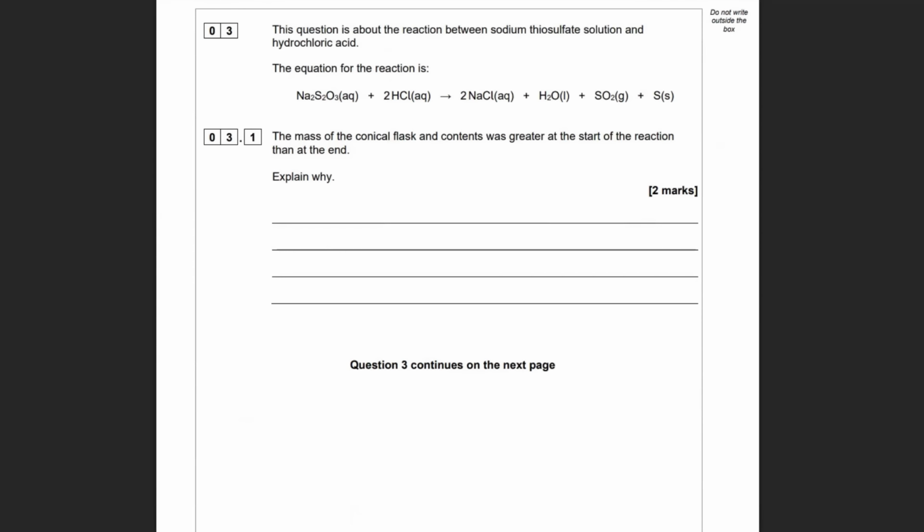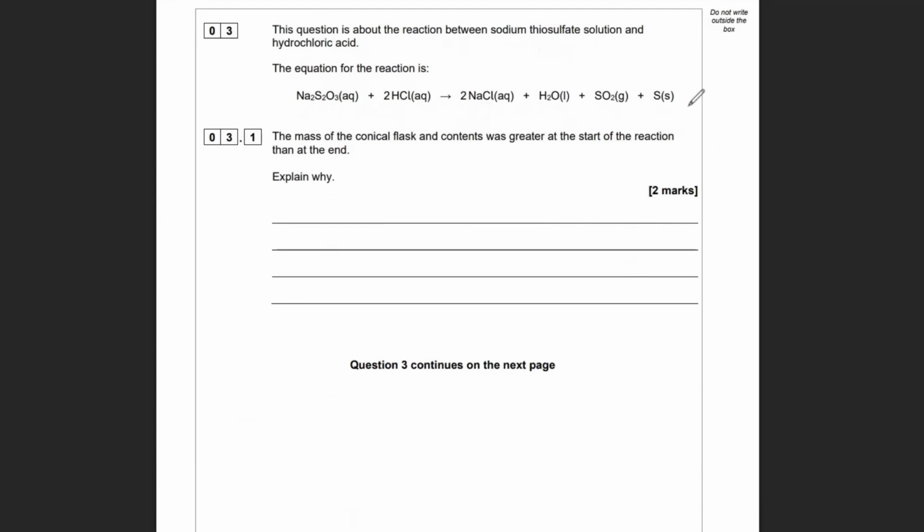Okay, question three. This question is about the reaction between sodium thiosulfate solution and hydrochloric acid. The equation for the reaction is sodium thiosulfate aqueous plus 2 hydrochloric acid goes to 2 sodium chloride plus water plus sulfur dioxide plus sulfur. Oh my days. Yeah, we'll come to that.